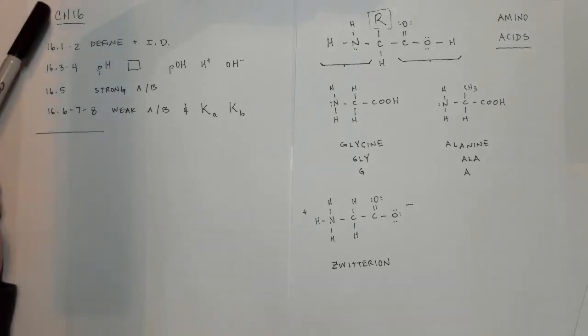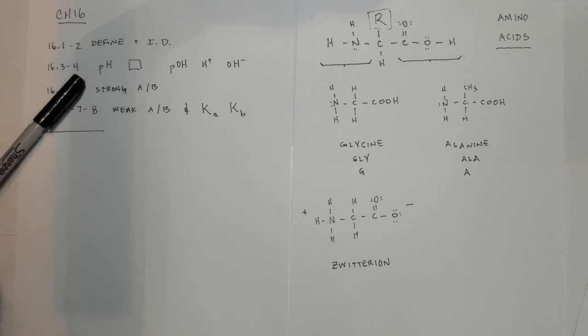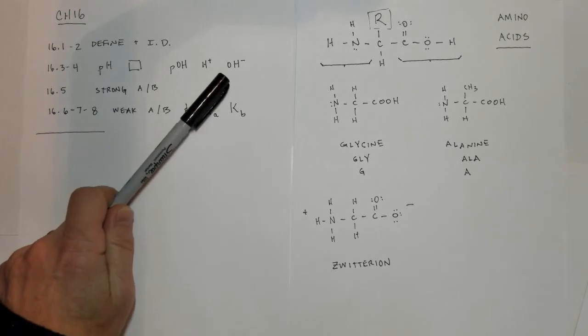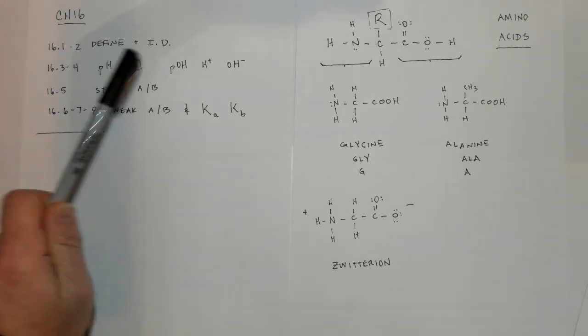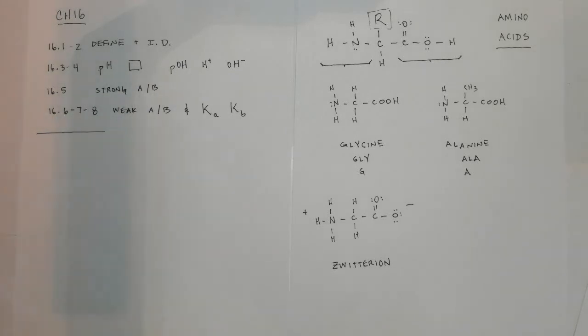So in this Chapter 16 video cast, we'll finish up with sections 16.3 and 4 and move into section 16.5. And we'll look at a ranking scale, one that tells us how strong acids and bases are based on how much H plus and OH minus they contain. And these are called a P scale, called the pH and the pOH.